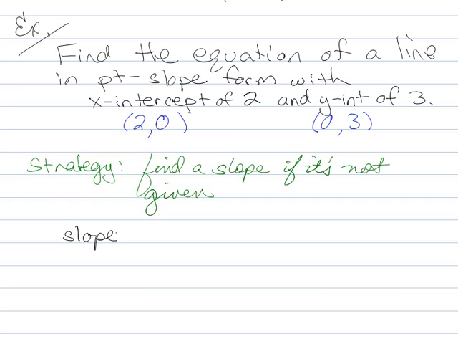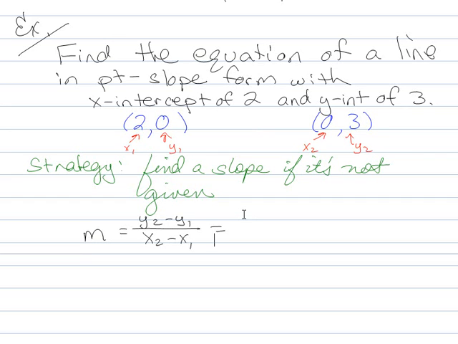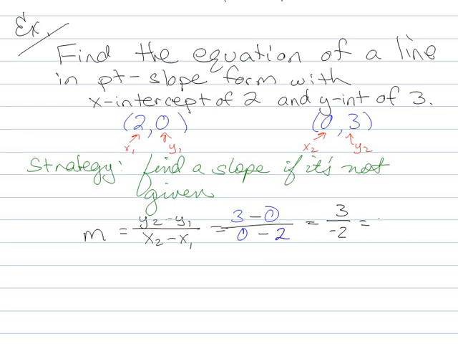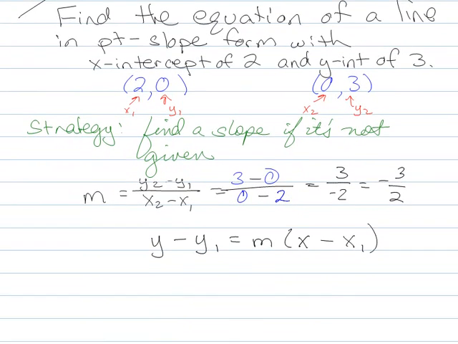So my slope, we'll call that m, is y2 minus y1 over x2 minus x1. We'll go x1, y1, x2, y2. So y2 is 3, minus y1, which is 0, all over x2, which is 0, minus x1, which is 2. So we've got 3 over negative 2, or negative 3 halves. So that's my slope. Now I need to get the equation of the line. My general form is y minus y1 equals m times x minus x1. Now I have everything I need.